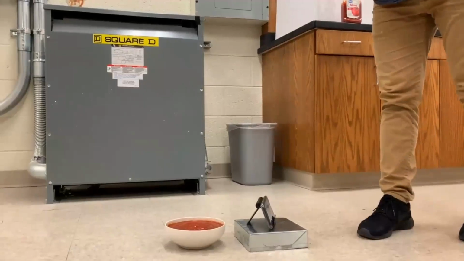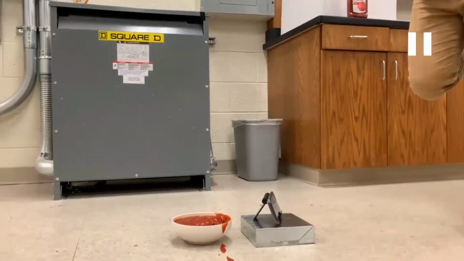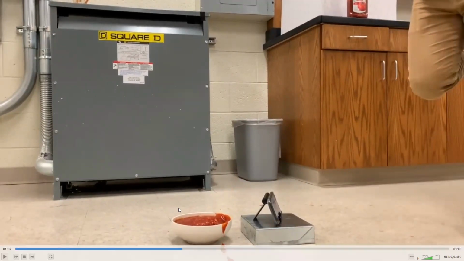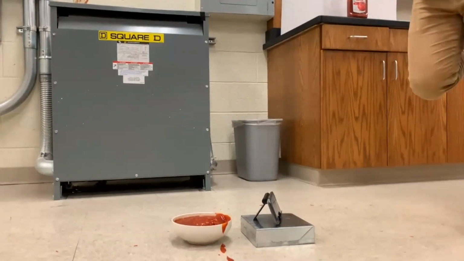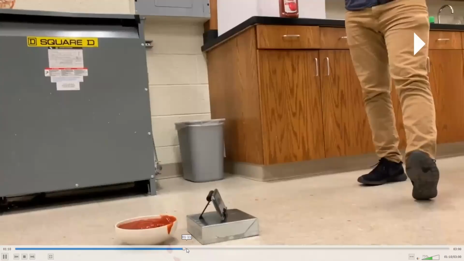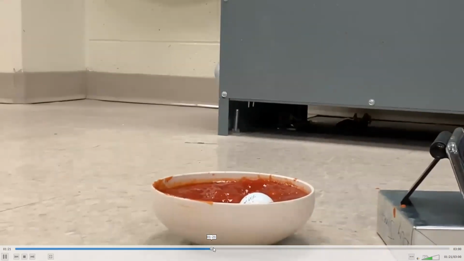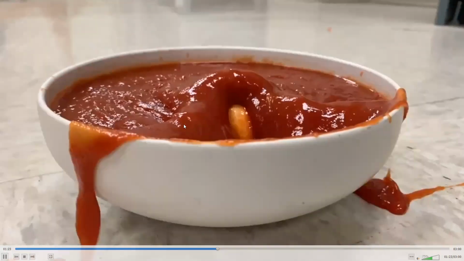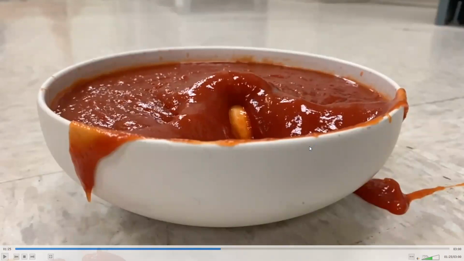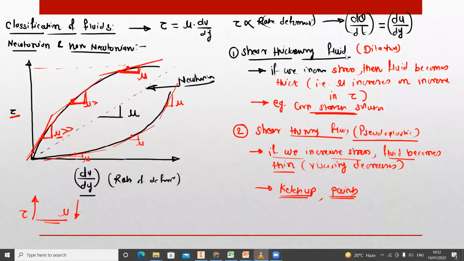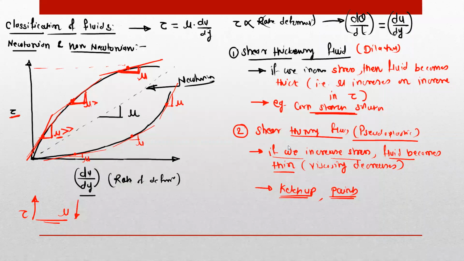Here you can observe, this is the highest value of the shear stress, when we drop the object from a certain height. Here the fluid suddenly becomes thin, that is, viscosity decreases. Here you can observe. This is called a non-Newtonian shear thinning fluid. And the next type we have is the Bingham plastic.